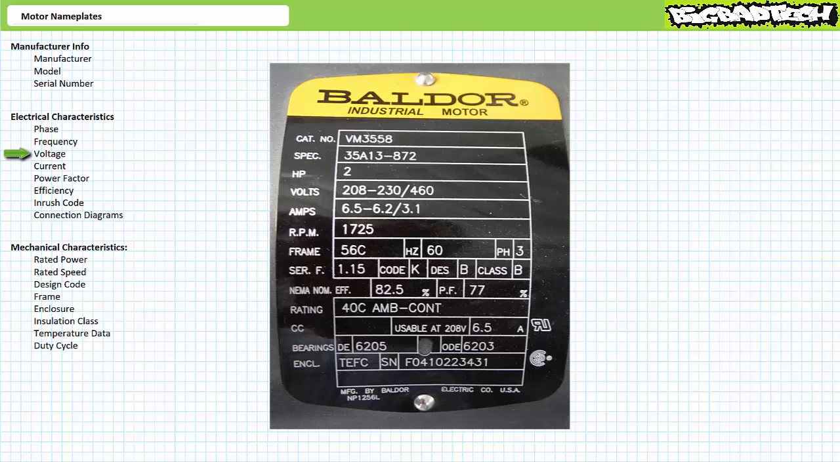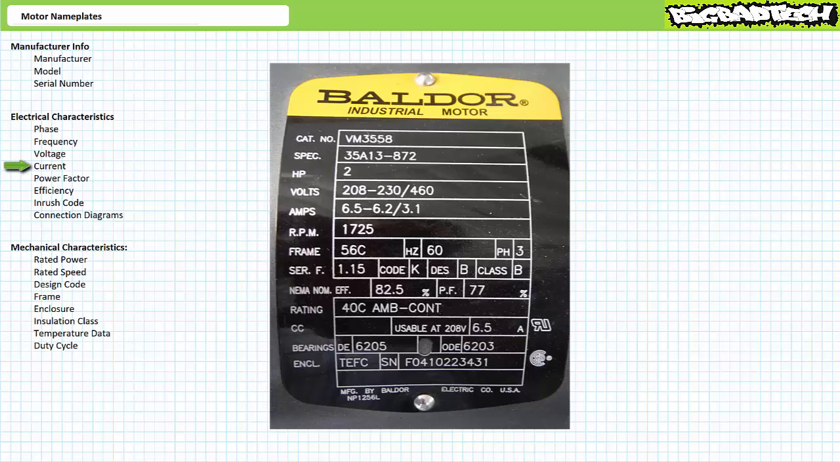Here's an example of a 2-horsepower motor with a dual voltage rating. When windings are wired in parallel for a low voltage configuration, this motor can run at 208 volts up to 230 volts with a 10% tolerance. If, however, the windings are wired in series for a high voltage configuration, this motor can run at 460 volts with a 10% tolerance.